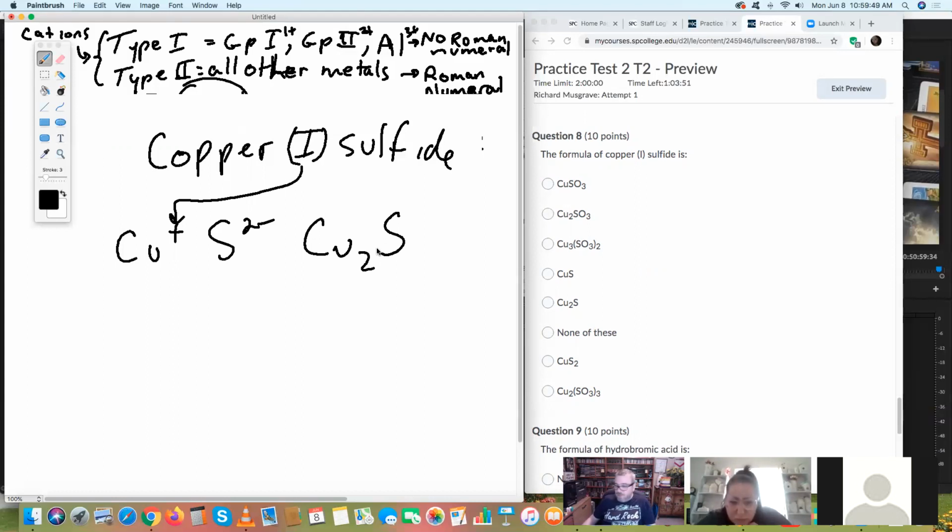Why 2? Because, actually, something easy in this case. You have copper 1, so this would be positive because it's a metal. And that S will be 2 negative because you can see in the table. So cross the numbers. No, Anna, I'm not teaching that.